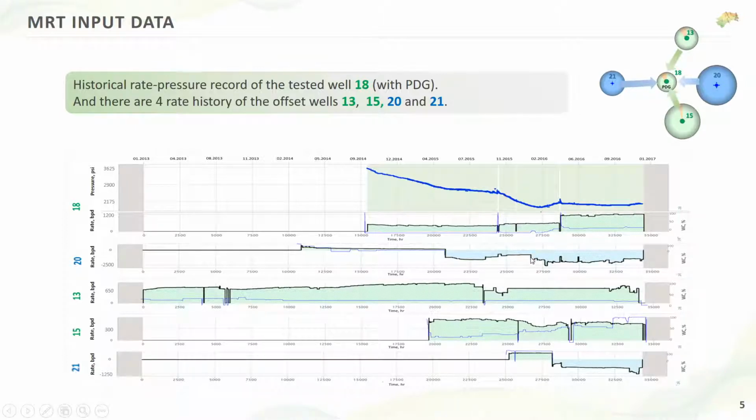But if there were a lot of rate changes and each of them corresponds with small pressure changes in our pressure tested well, we can calculate the pressure transient response. Pressure transient response is the pressure changes in our pressure tested well due to unit rate production. Unit rate production of the well itself and unit rate production of each of the offset wells.